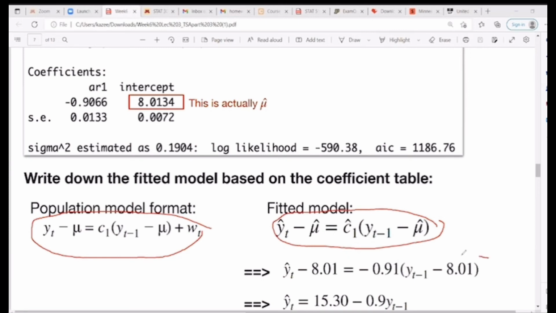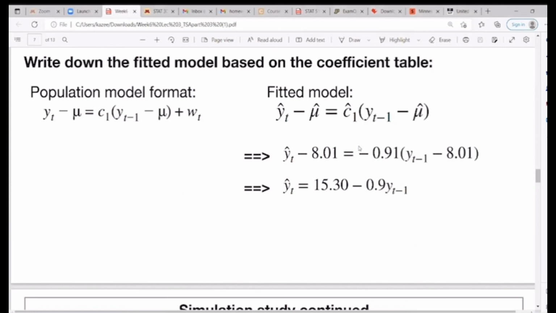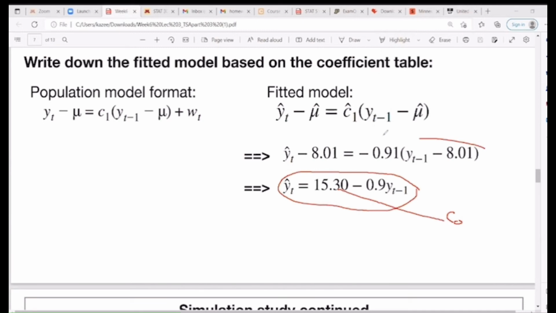And I just plug them in. Look at that. When I plug them in, you now simplify. If you simplify this guy, I'm going to show you. Then if you simplify that, you're basically going to have this, which means I just got my C0. My C0 did not come from the output. My C0 actually comes when I simplify this. Now let me show you how to simplify that.